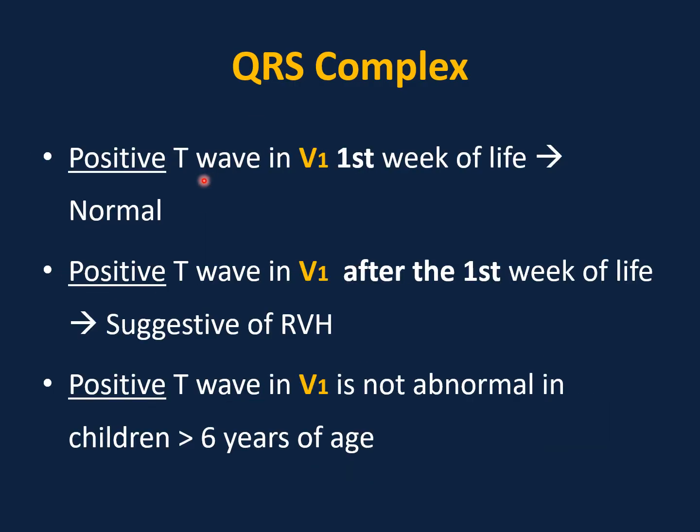T wave can be suggestive of right ventricular enlargement. Very important to know that a positive T wave in V1 in the first week of life is normal. A positive T wave in V1 after the first week of life is suggestive of right ventricular hypertrophy or enlargement. Positive or upright T wave in V1 is not abnormal in children more than 6 years of age.